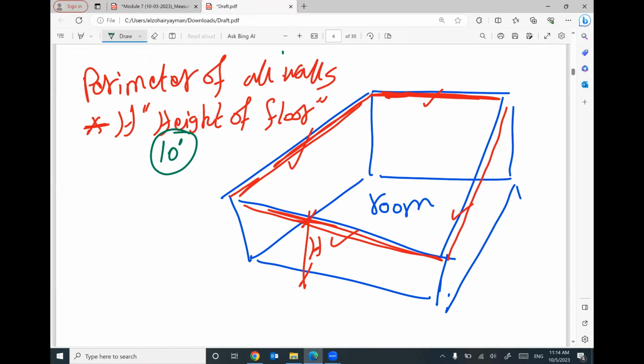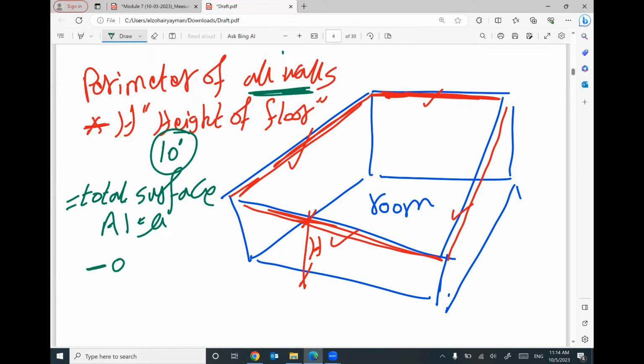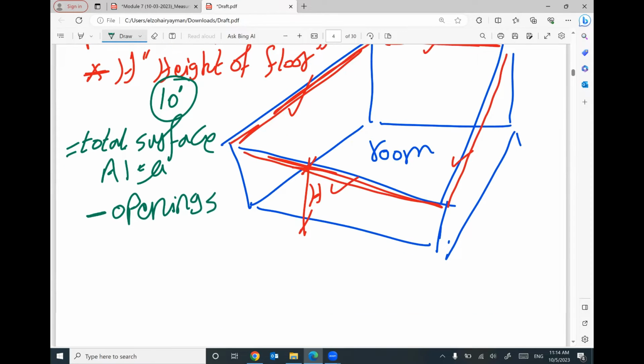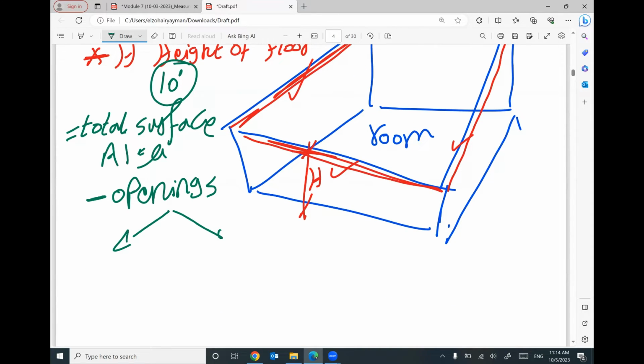Once you multiply the perimeter of the whole walls in your building, times the height of the floor, you can get the total surface area of the wall. You have to subtract from this total surface area the openings. This opening can be in two forms, doors or windows.